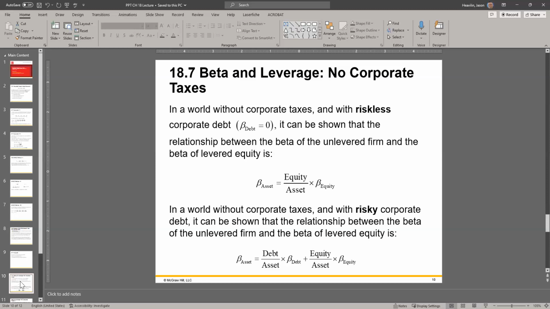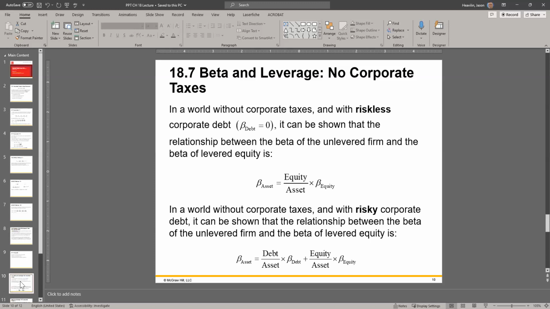Beta and leverage. Okay, so let's talk about this beta issue that was mentioned earlier, that as you add debt, the beta goes up on equity, increasing the cost of equity. So let's start with a simple base example where there's no taxes, just to understand the situation.